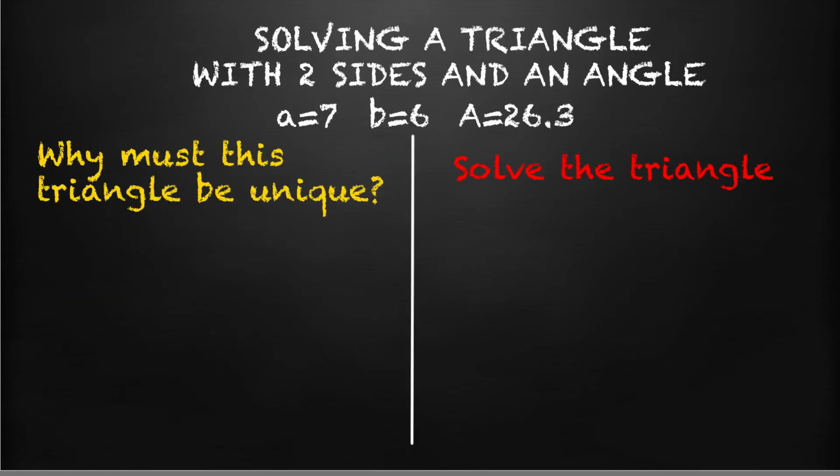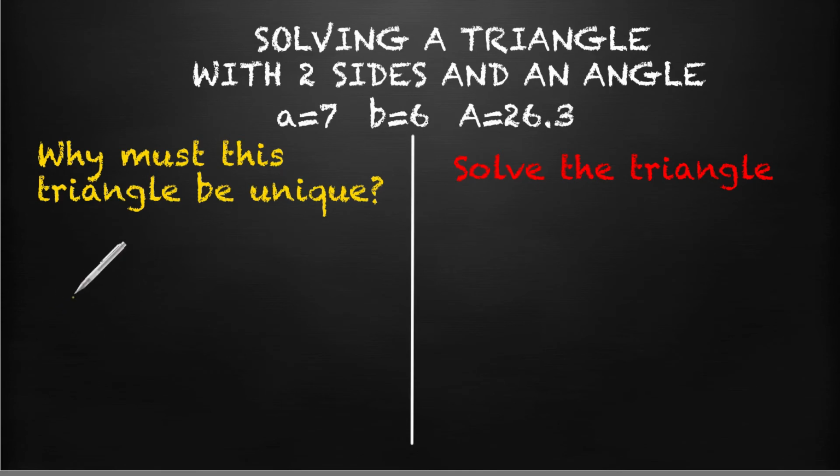So now we're going to go back to example 2, and hopefully this will make a little bit more sense now. It gives us the angle A is 26.3, gives us side A is 7, and side B is 6. And it asks us this question, why must this triangle be unique? And what they're asking here is, why must there be only one way to draw this triangle?